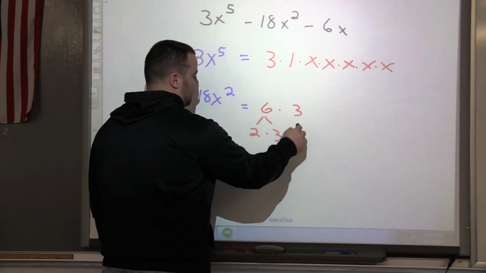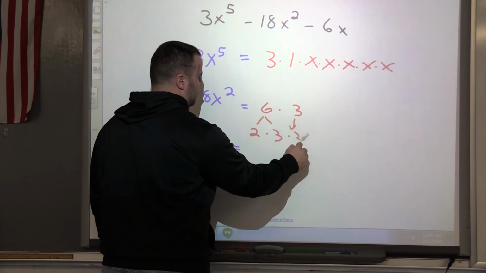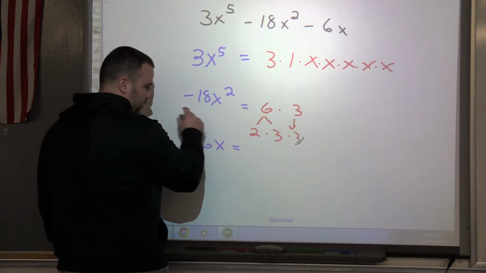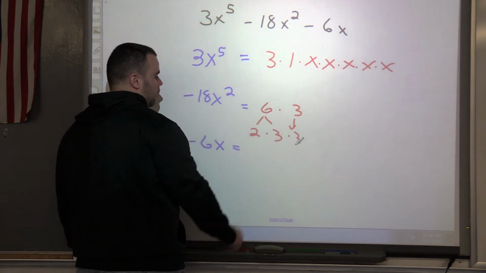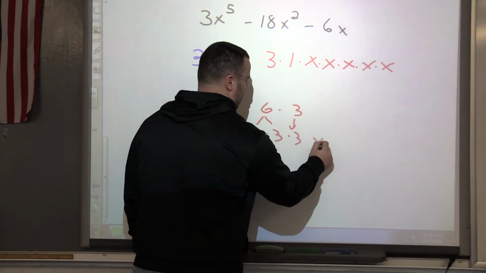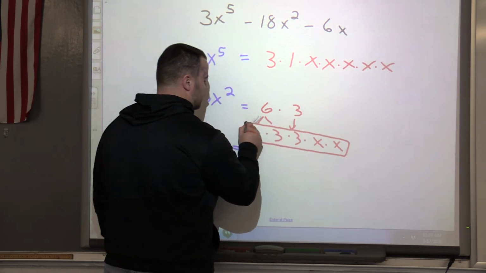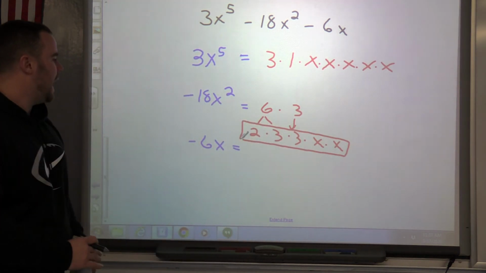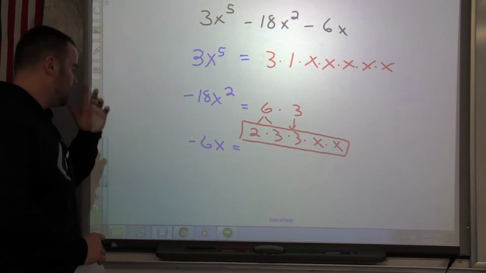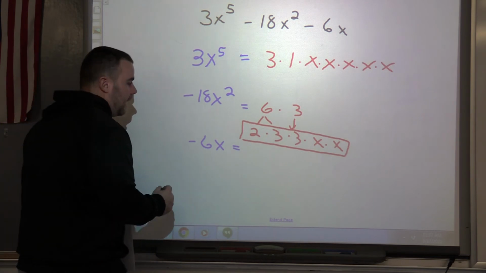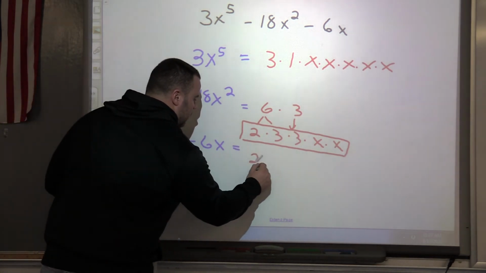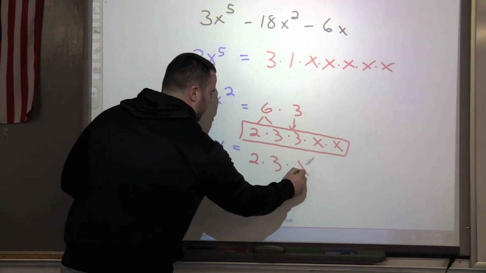Okay? So I'm going to go ahead and bring this one down. I'm just rewriting it down here so it makes more sense. Okay? So 2 times 3 times 3. And then x squared is x times x. All right, so this part right here. Okay? And the next one, negative 6x. 6, once again, breaks down into 2 times 3, and x just stays right there.